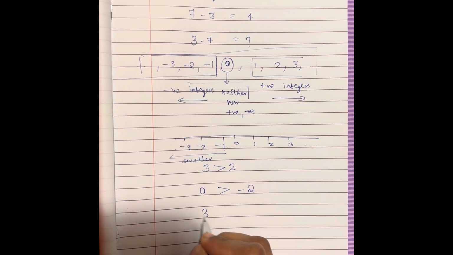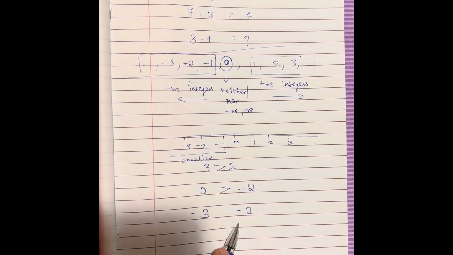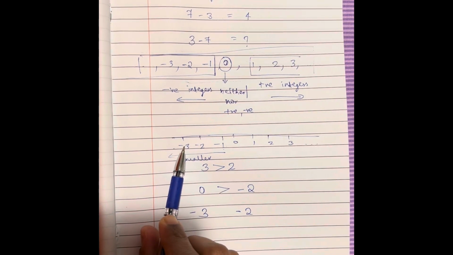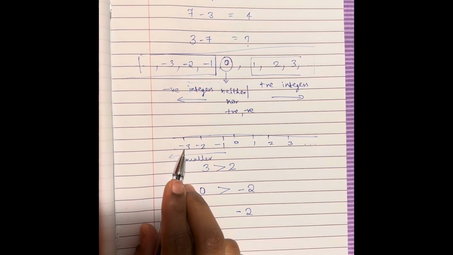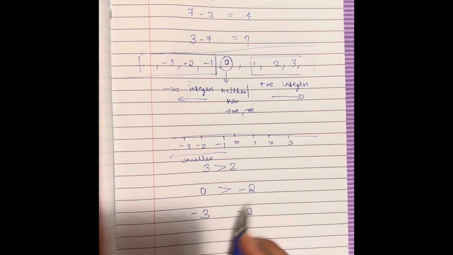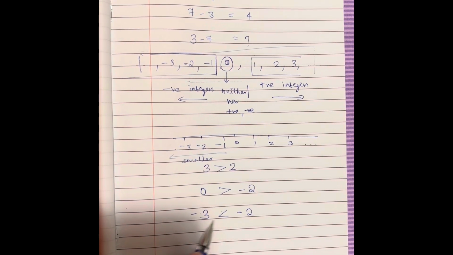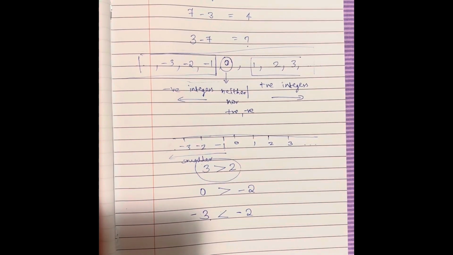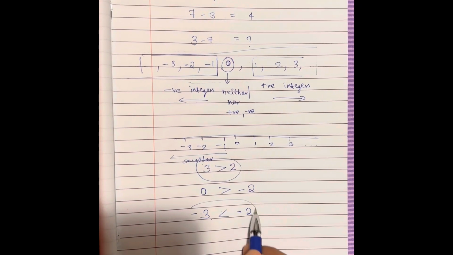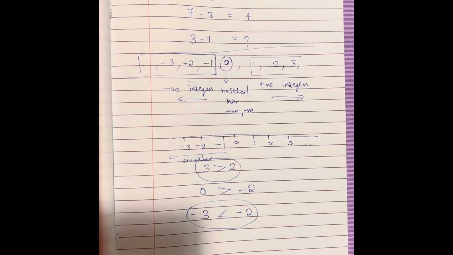Next, suppose 3 and 2 we know. Now minus 3 and minus 2. Okay, minus 3 is smaller than minus 2. So minus 2 is bigger. You might get confused when both are negative. So suppose if these were positive, like 3 and 2, we know 3 is greater than 2. Similarly, if it is minus 3 and minus 2, just put the opposite sign. Of course, minus 2 is greater than minus 3.